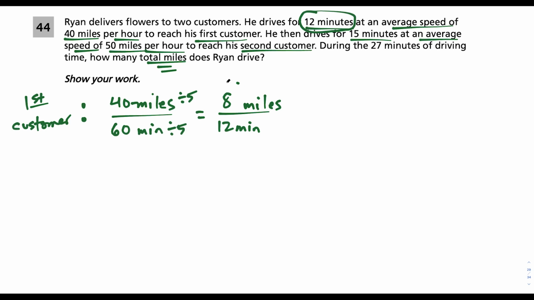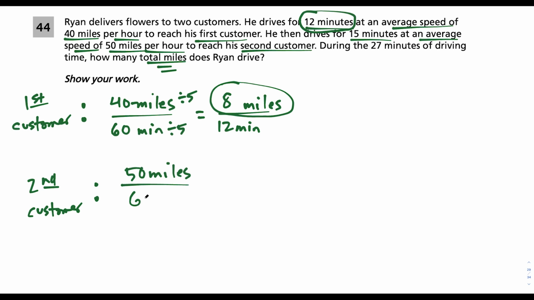So 8 miles is the mystery amount of distance that Ryan drove to the first customer, but we want to find the total distance that he drove. So we also have to think about the second customer. For the second customer here, Ryan drove a little faster. He drove 50 miles per hour. So 50 miles per hour, and once again, I'm writing an hour as 60 minutes. So that when we look at this next part here, that Ryan drove for a total of 15 minutes towards the second customer, this is going to allow us to solve for the mystery distance.